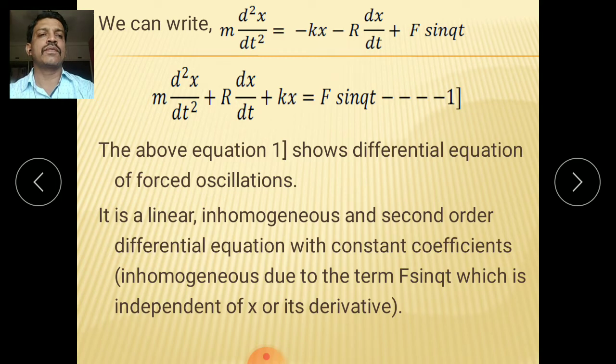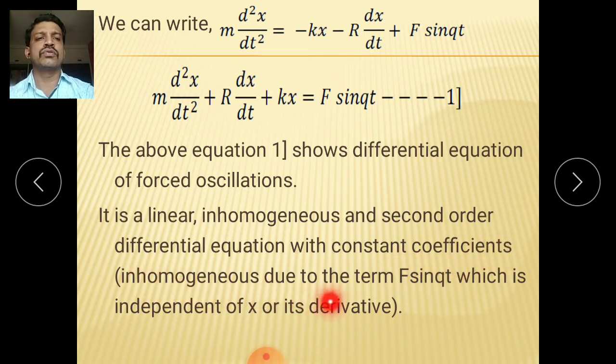The above equation, equation number 1, shows the differential equation of forced oscillation. This is the simple equation, the equation of forced oscillation. In MCQs you may be asked such types of equations also. So this is the equation of forced oscillation. It is a linear, inhomogeneous, second order differential equation with constant coefficients.